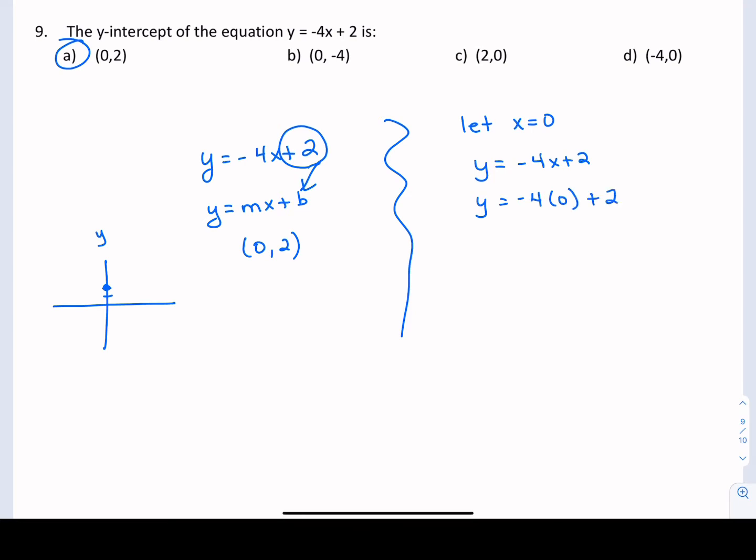And of course, 0 times anything is always going to give us 0. 0 plus 2 is positive 2. So we know the location of the y-intercept, again, is at positive 2. Because it's a y-intercept, we know x is automatically 0, and our y value was calculated as positive 2. So you've got two different ways to find the y-intercept. The second method works really well when you have nonlinear equations.